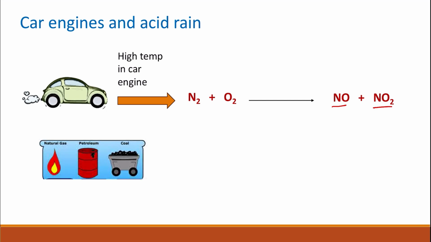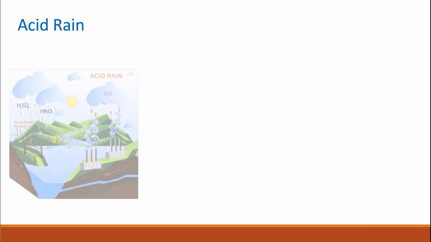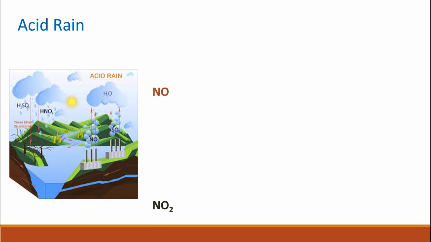Also, in addition to containing hydrogen and carbon, different hydrocarbons can contain some sulfur. When they are burned, either in cars or from any other source, the sulfur in the hydrocarbon can react with oxygen from the air, and that will give you sulfur dioxide. The acid rain comes from these oxides: nitrogen oxide, nitrogen dioxide, and sulfur dioxide.